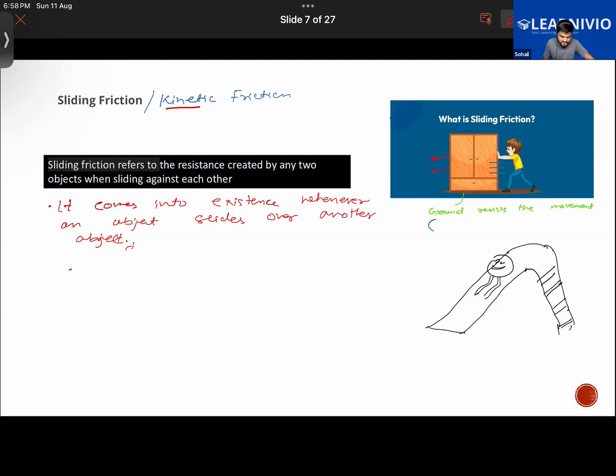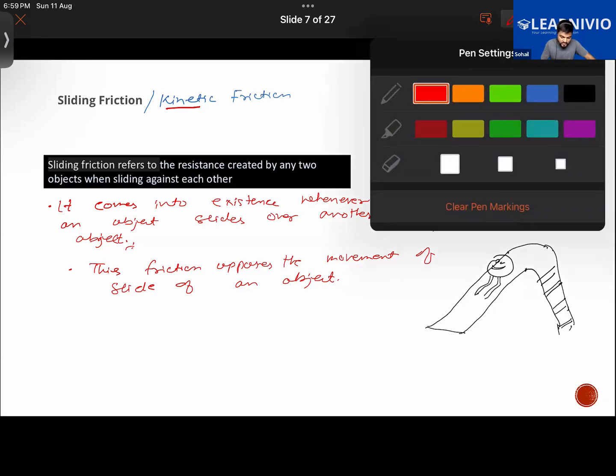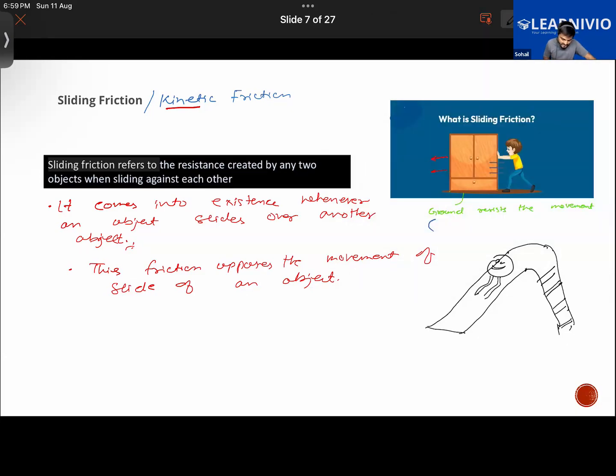This sliding friction opposes the movement of sliding of an object. Getting it? Although this is offering some resistance, it is opposing, but it is not strong enough to stop the object. Now try to understand this thing.